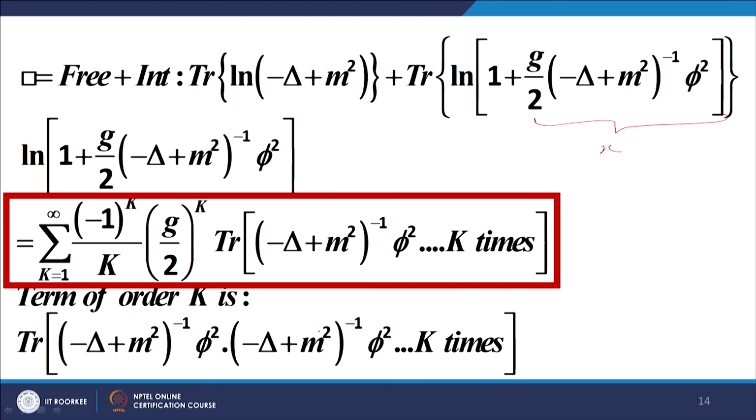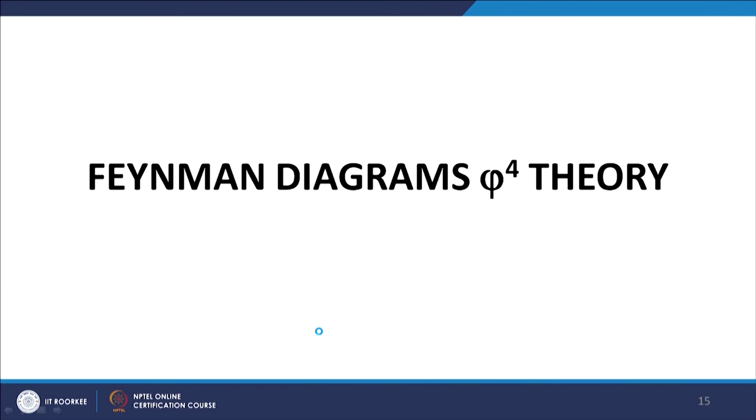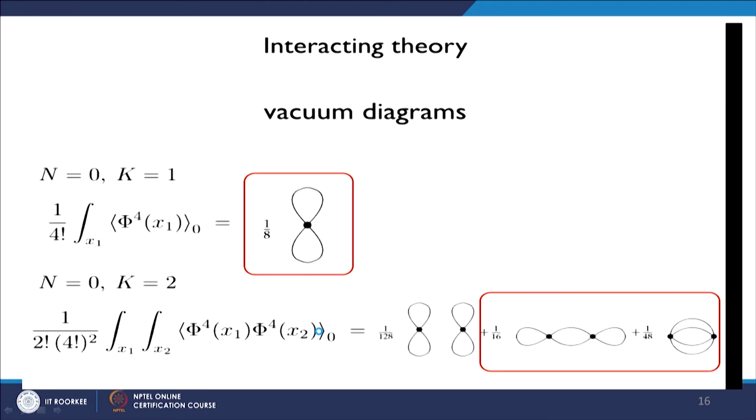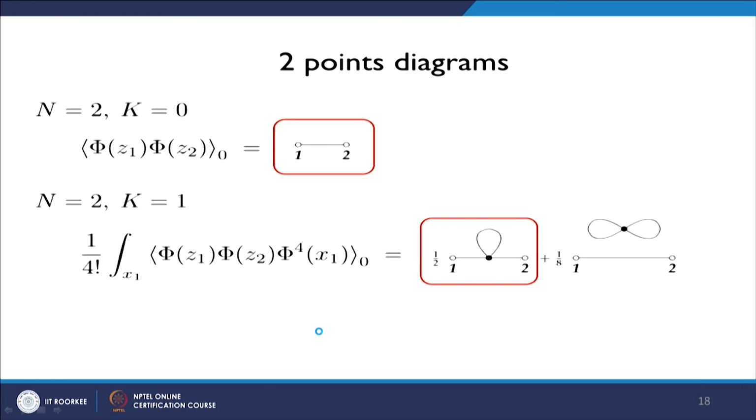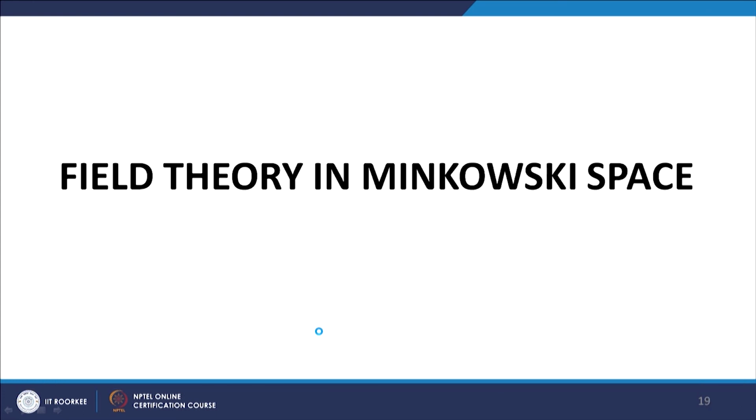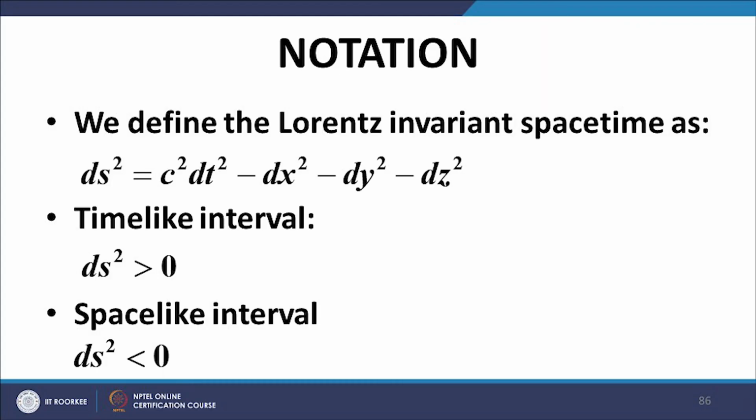So, this is how the quantum term, or the effective field, can be worked out in the case of the phi 4 field using the formula that we derived earlier. The Feynman diagrams I will put as part of the presentation for the benefit of the viewers. We now move to the field theory in Minkowski space.